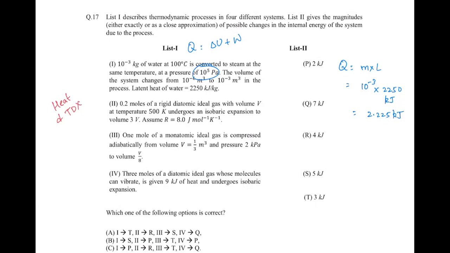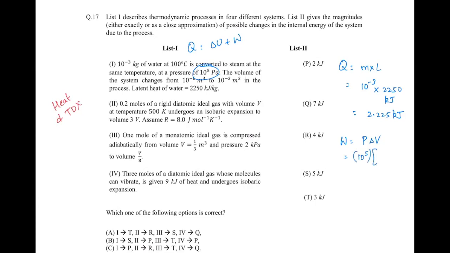Next, since here the system is open to atmosphere, 10 power 5 Pascal atmospheric pressure, here the pressure is constant. So you can treat work done as P times delta V. That would be work done in the particular process. So this work done is going to be, let's say 10 power 5 Pascals is pressure which is given. So 10 power 5 into now delta V.